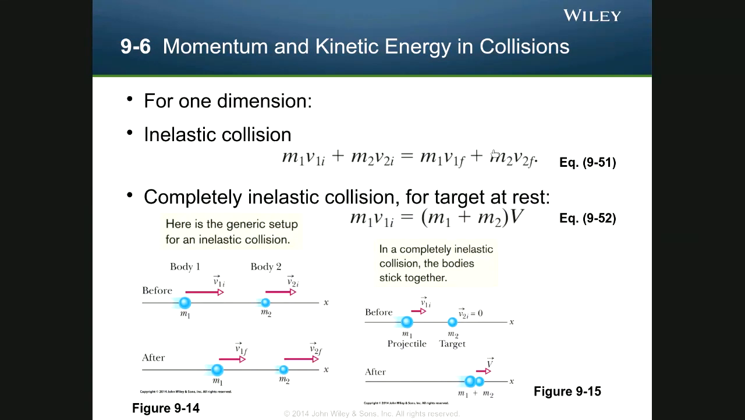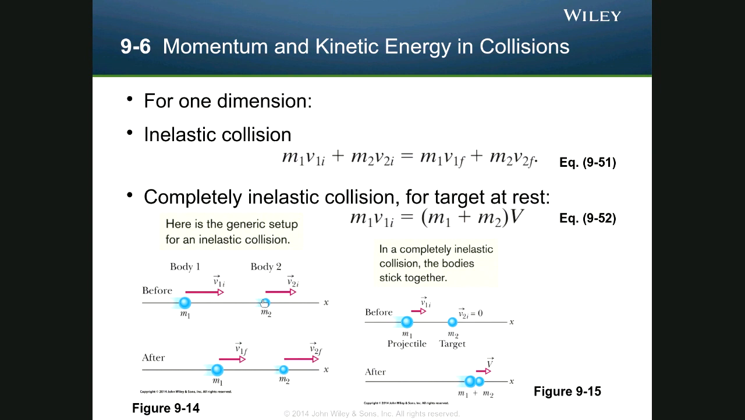But our simplest case of this will be a projectile hitting a stationary target and then them sticking together, okay? So let's break this down. For our general case, we can see we can have each body having some initial velocity. They can even be going towards each other, right?